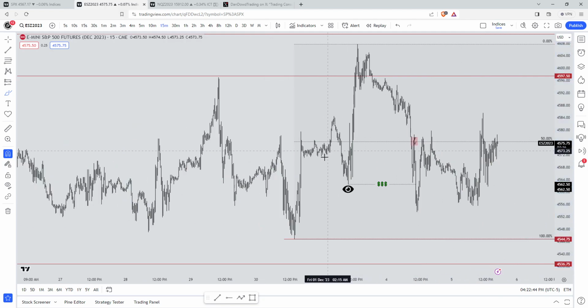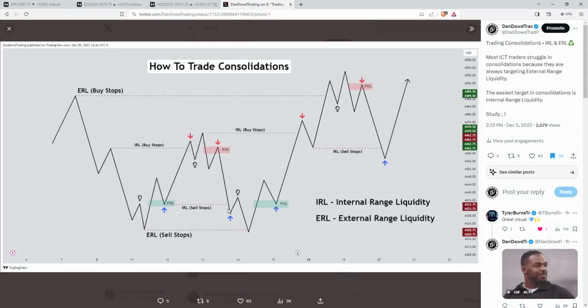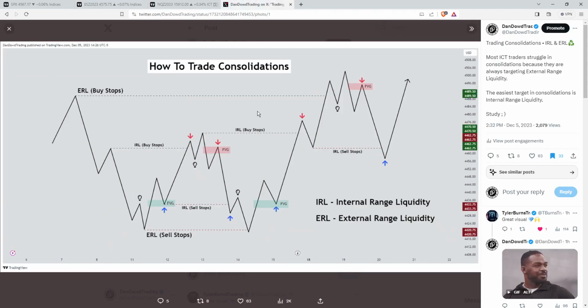Because what can happen is price can just create what looks to be a market structure shift. Look over here, price takes out the internal buy side, and then it just reverses straight down. So I don't know if price takes out this internal, if it's just going to reverse straight back up, which is exactly what it did, or if it's going to head straight lower. So the easiest way to be profitable in a consolidation is just targeting the internal range liquidity, which would be like this low right here, because it's within that bigger range. I'm not always looking for external range in consolidations.